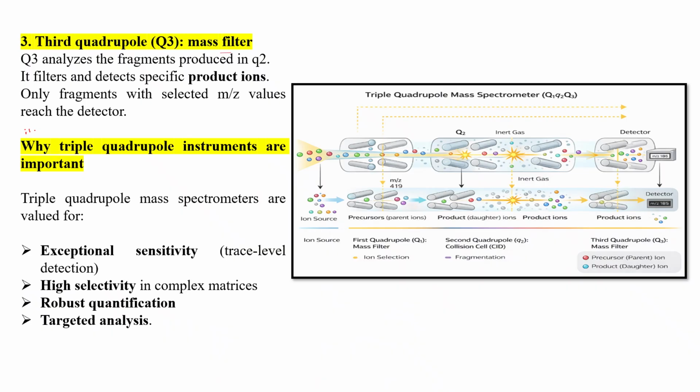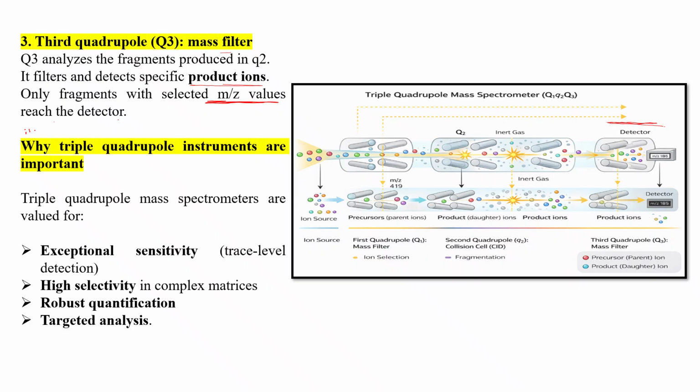थर्ड क्वाड्रुपोल Q3. Now you see this is the third quadrupole Q3 mass filter, and what it does, it filters and detects specific product ions. Only fragments with selected m/z values reach the detector.